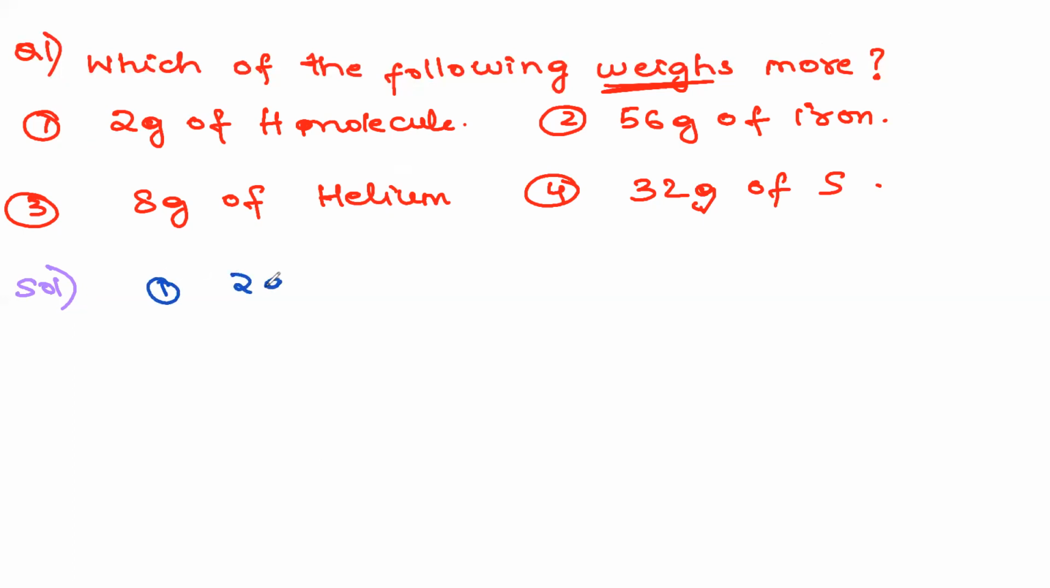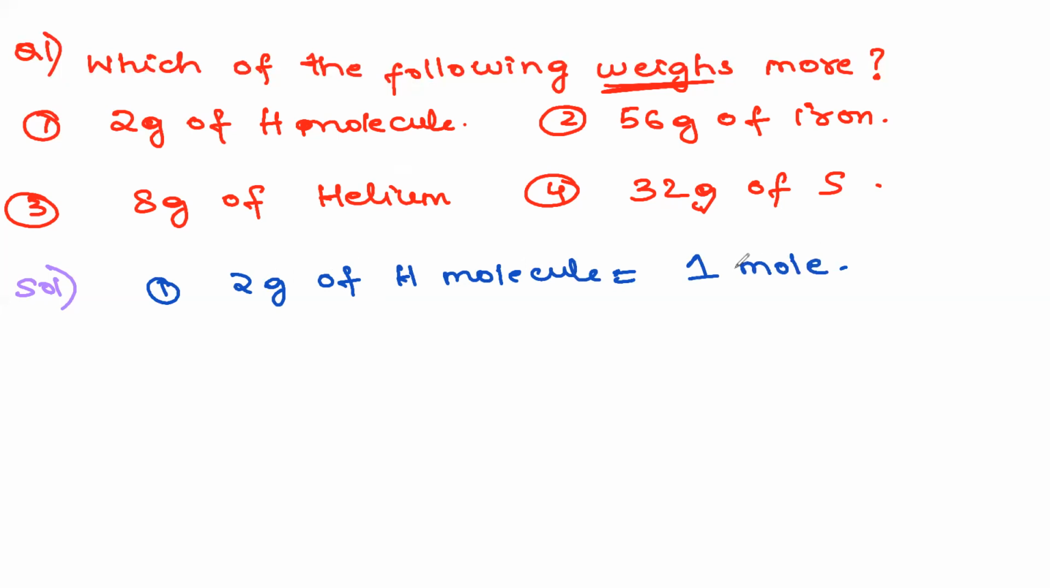So let us verify the first option, 2 grams of hydrogen molecule. The molecular weight of hydrogen is 2. So 2 grams of hydrogen molecule is equal to 1 mole, because the molecular weight of hydrogen molecule is 2.